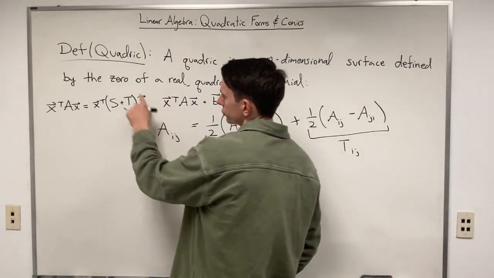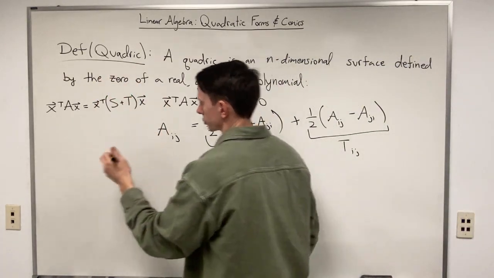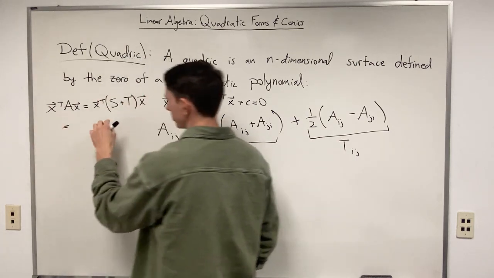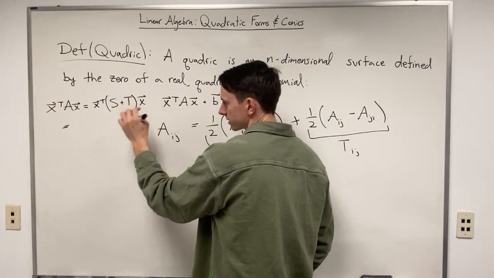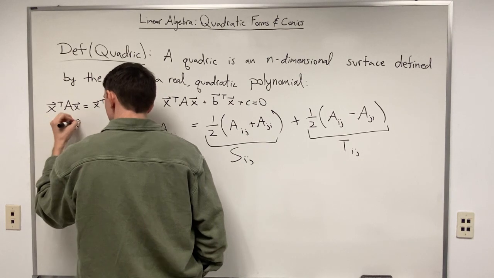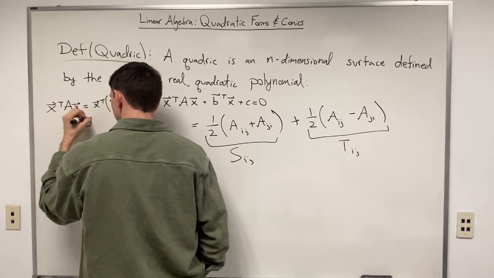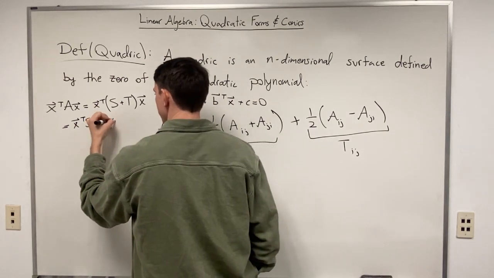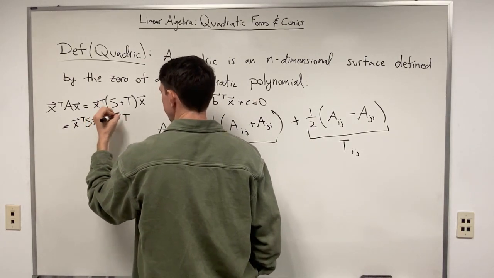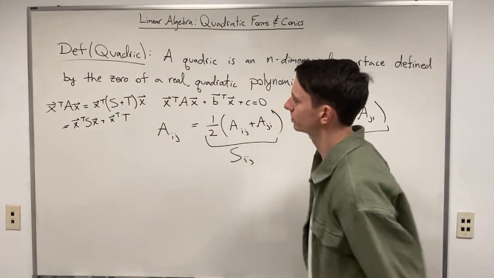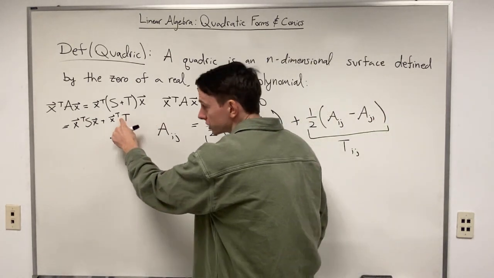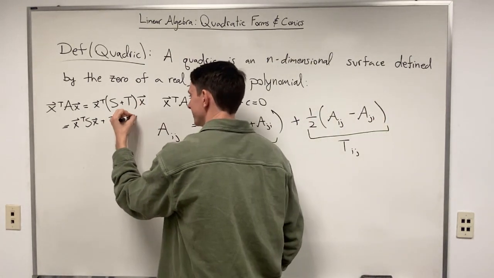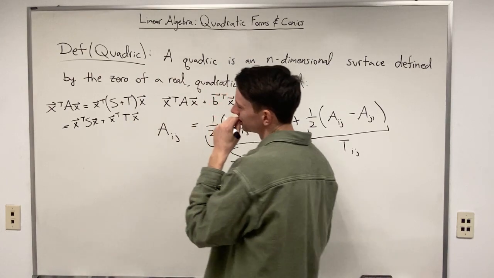And then we're just going to distribute the vectors across. So this should end up equaling x transpose S times x, plus x transpose T times x. I should have used another letter besides T, huh? But x transpose times the matrix T times x.